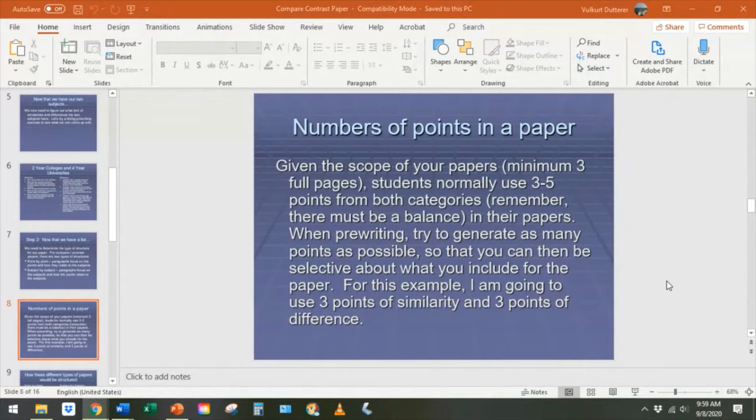So if you're looking at your pre-writing content, if you're able to come up with, say, 7 similarities and 8 differences, and you're like, okay, can I choose 4 things from either side that are going to be interesting and compelling, then you're going to be really, really safe. Okay. For this example, I'm doing 3 and 3.